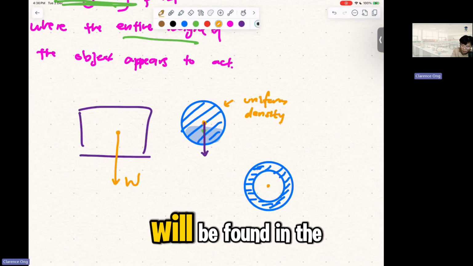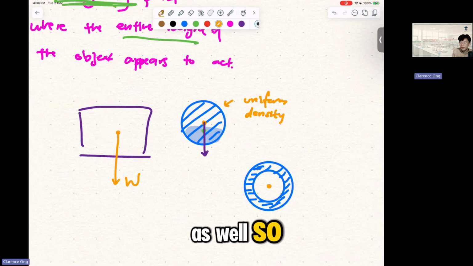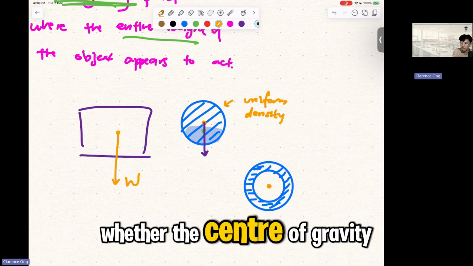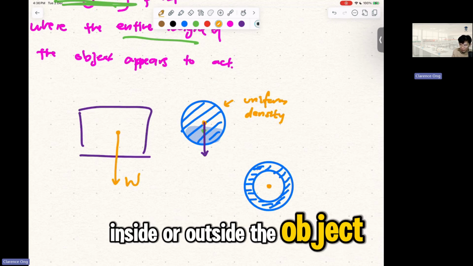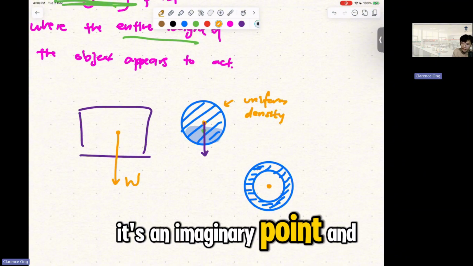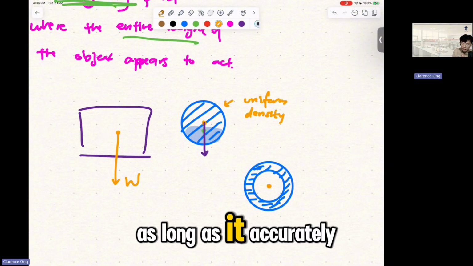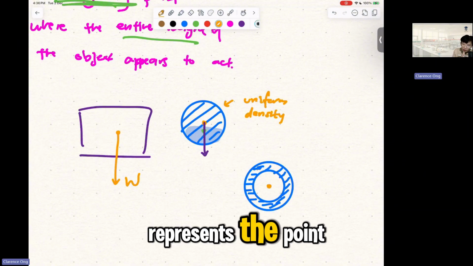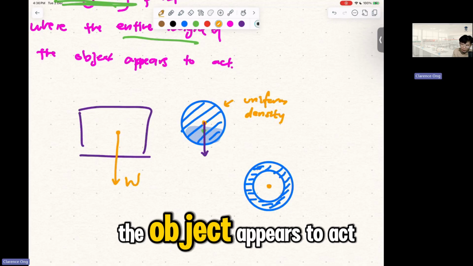Okay, this center of gravity will be found in the middle as well. So it doesn't really matter whether the center of gravity lies inside or outside the object. It's an imaginary point and it can be anywhere, as long as it accurately represents the point where the entire weight of the object appears to act.